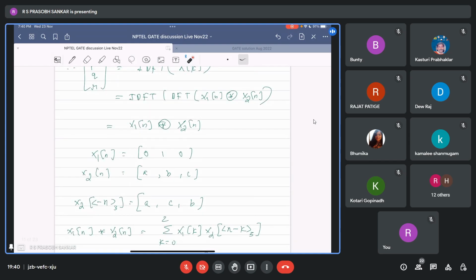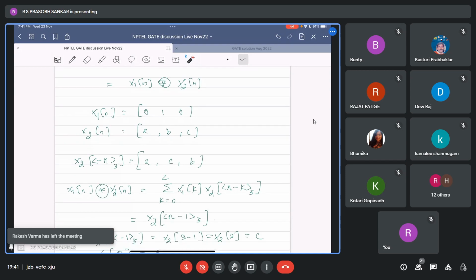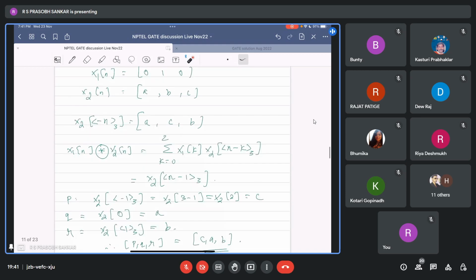So what do we have? I need to find the circular convolution between these two things. So how do we define that? X1 circular convolution with X2 is defined as summation k equal to 0 to 2 of X1[k] X2[(n minus k) mod 3]. This is the circular shifting, which we saw in the beginning of the class.